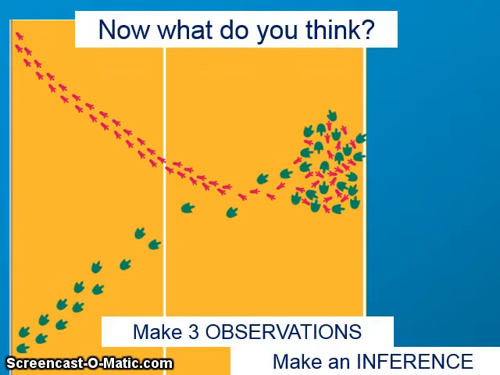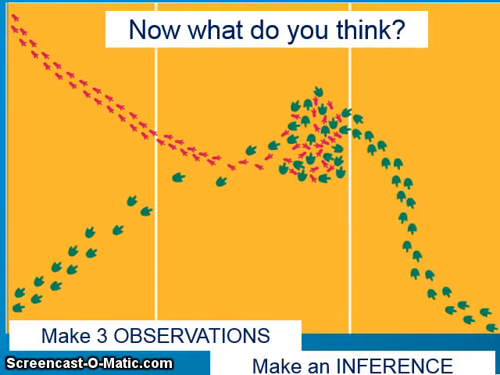Okay, moving on to frame 3. What do you think now? Write 3 observations and make an inference about frame 3. Okay, so at this time you should have that side of the paper all filled out.